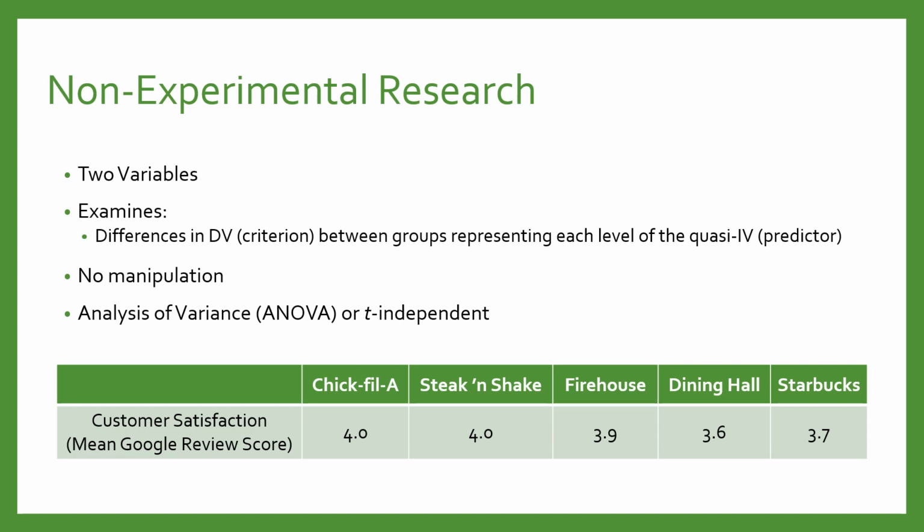For my stats nerds out there, typically an ANOVA, or analysis of variance, is used to analyze this data because you can usually compare means from interval or ratio variables across those nominal levels or categories of your quasi-independent variable. If you only had 2 levels of your quasi-independent variable, if you were just looking at Chick-fil-A and Steak and Shake, you could use a t-test for independent samples to analyze that data.